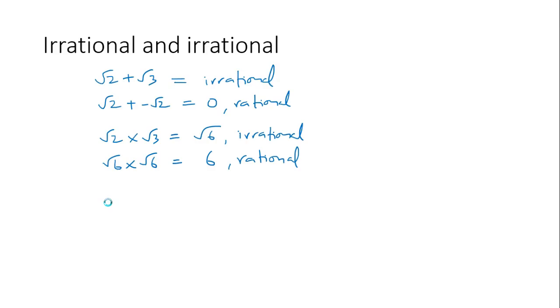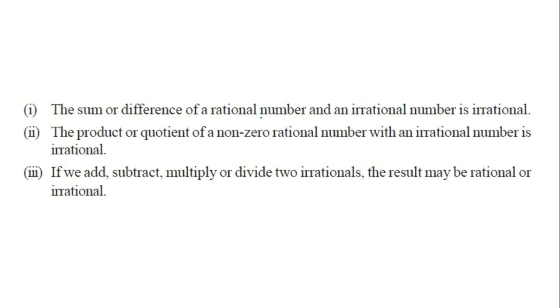So let's summarize what we have learned so far through these examples. If you go back in the video and look at all the examples we have worked out for operations on real numbers, you can see that these three statements summarize what we have done so far. Instead of learning these rules by heart, it's better to just think about the situation logically and decide if the answer is going to be rational or irrational.